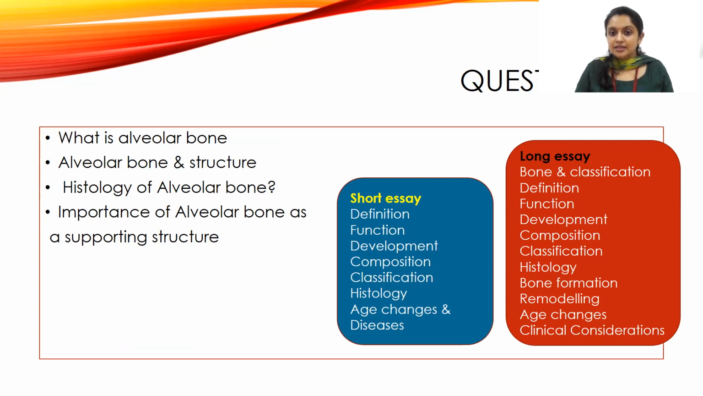If a short essay is asked, you have to write the definition, function, development, composition, classification, histology, age changes, and diseases. If it is a long essay, you have to add a small introduction about bone, the classification of bone, the definition, and bone remodeling and bone formation can also be added.